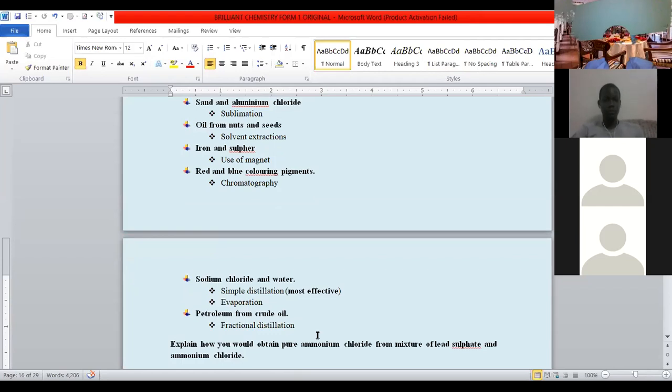Explain how you will obtain pure ammonium chloride from a mixture of lead sulfate and ammonium chloride. Very simple.